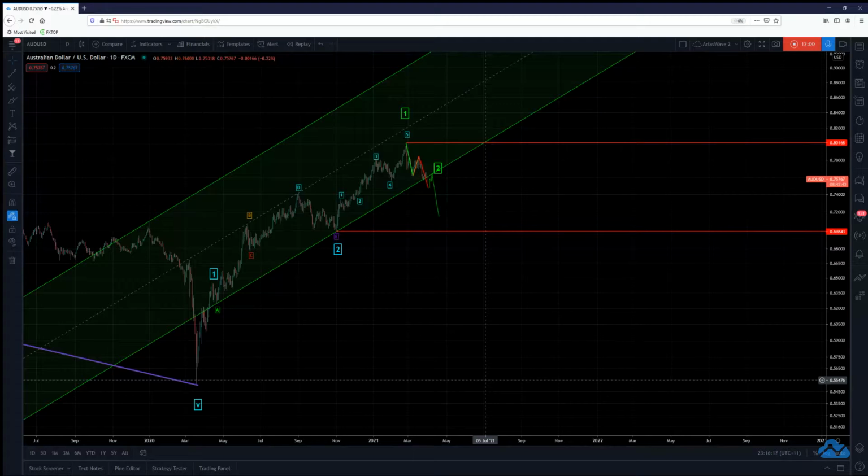Fine, it happens. But in this case, if we break that red line, this idea is invalidated, but I highly doubt it. And if it did invalidate it, that means this move down would turn into a five-wave move. I doubt it because it doesn't look like it's going to do it based on the waves, right? So that's why it's all based on the waves, because it gives you the clues as to what's going to happen.